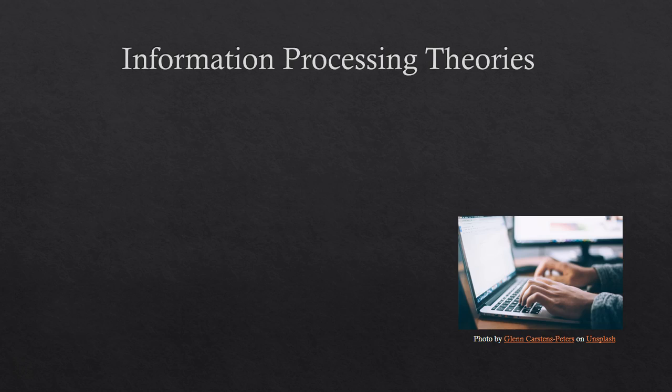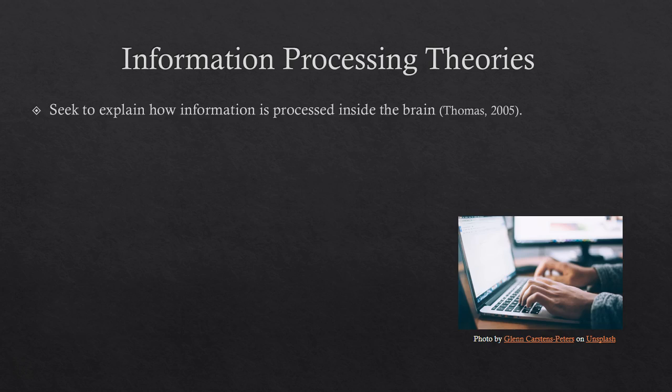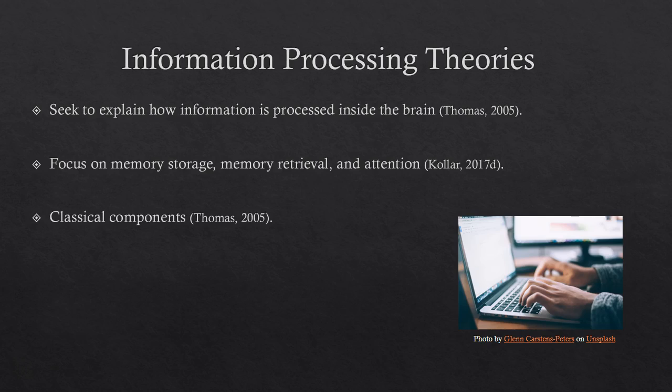So the next major branch of theories that we discussed were information processing theories. And these theories seek to explain how information is processed inside the brain. They focus on memory storage, memory retrieval, and attention, and how all of those things work together. With previous theories, input stimuli and output behavior could be observed, but that didn't explain what was happening inside the brain and how the brain was processing and storing information, and that's kind of how this branch of theories developed.